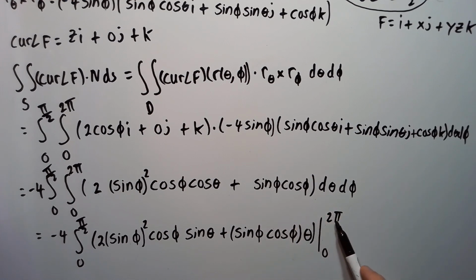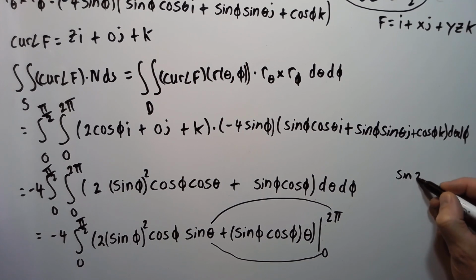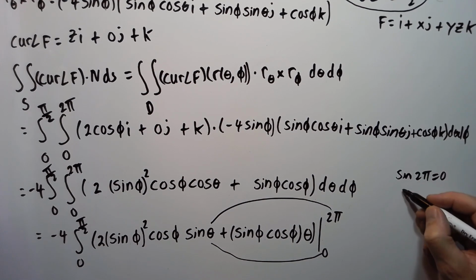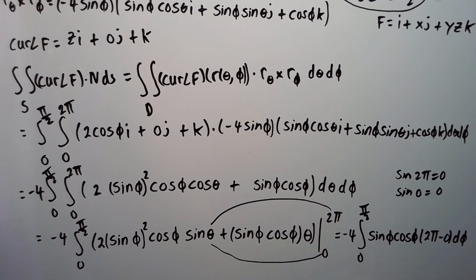So now I'm going to put the 2 pi in place of theta and then put 0 in place of theta. But notice here, if I put 2 pi there and 0 in there, the sine of 2 pi is 0, and the sine of 0 is also 0. So therefore, this part would actually disappear, and I'm just left with this one, so let me write it out. So I get this, I just noticed I forgot to put a d here. Okay, so we'll get this then.